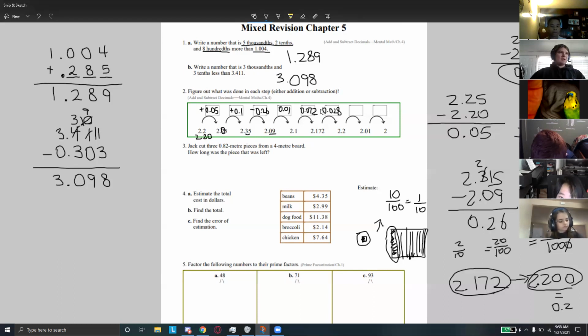0.028. And let me make sure to add that. Okay, so now we're going from 2 2/10 to 2 1/100.